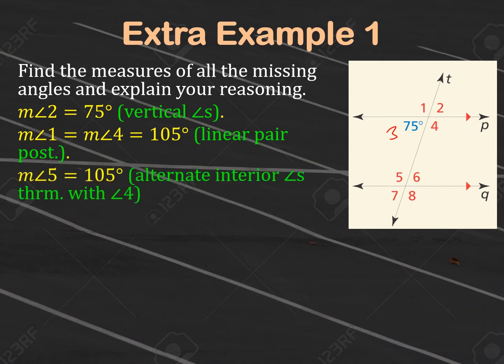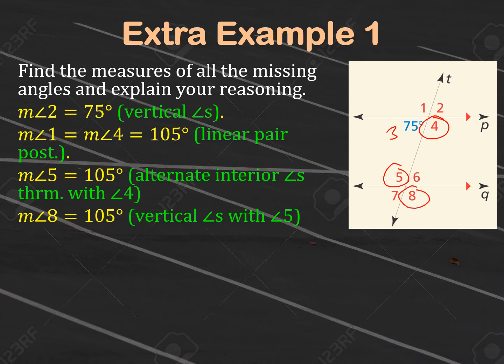Angle 5 has to be 105 degrees because you know that angle 4 is 105 degrees because it's in linear pair with angle 3. Angle 5 is congruent to angle 4 because they are alternate interior angles. Since angle 5 is 105, angle 8 is also 105 because it is a vertical angle to angle 5. Notice that they are across from each other as lines T and Q intersect. So vertical angles are congruent.